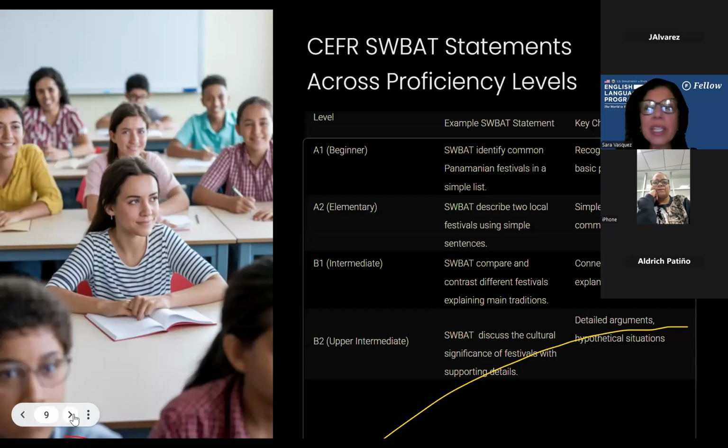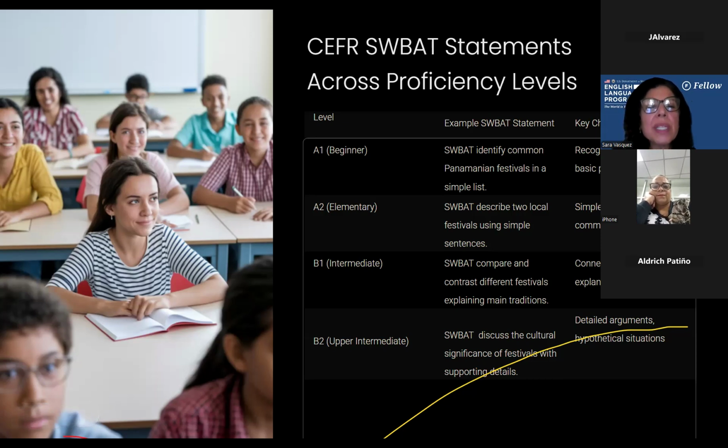So now we can take a closer look at CEFR and SWOBAT statements across those proficiency levels. If you look on the left side, we have the CEFR level that we just saw from that big beautiful blue circle. In the middle column, we have our SWOBAT statement, which we already know how to create. And in the final column, we have what Joelle was talking about, the important piece, key characteristics. Let's look at how a beginner SWOBAT statement looks and what the key characteristics of a beginner are.